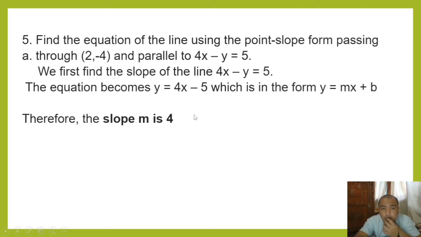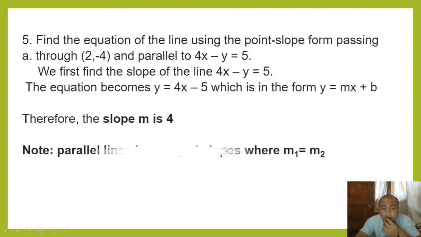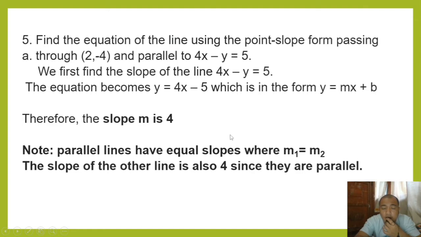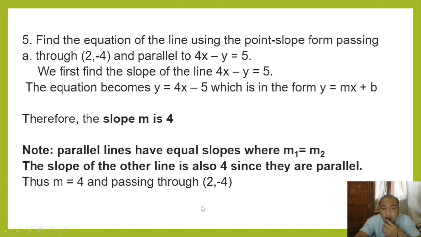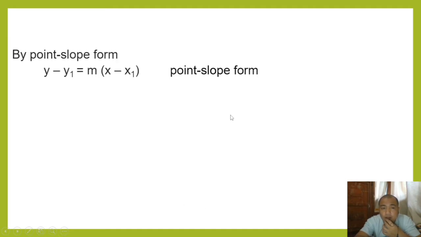Right? So as you can see, we can now identify the slope in this equation, which is 4. The slope is 4. And since they are parallel, we all know that parallel lines have the same slope. So parallel lines have equal slopes, m sub 1 equals m sub 2. So the slope of the other line is also 4 since they are parallel. Thus given, slope is 4 and passing through 2, negative 4.